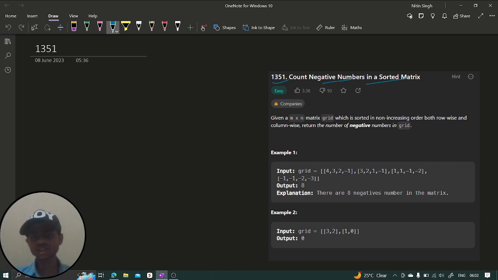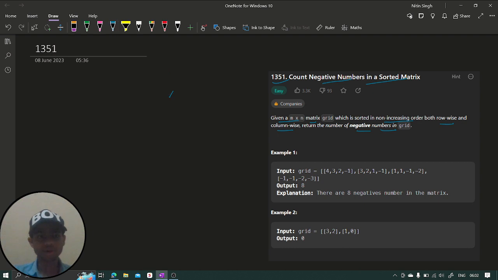So the problem statement says, given an m cross n matrix, where we have one matrix which is sorted in non-increasing order, both row wise and column wise. Get the number of negative numbers in the grid. So guys, simple. It says that we are given one grid, one matrix which is sorted row wise and column wise in non-increasing order.